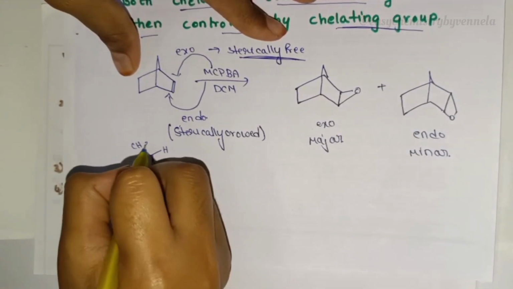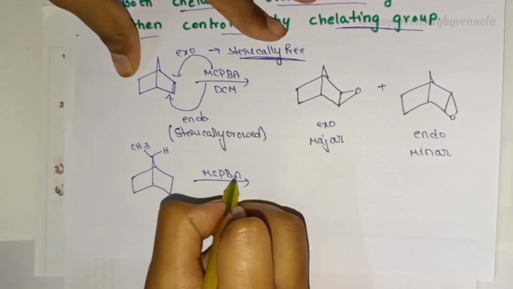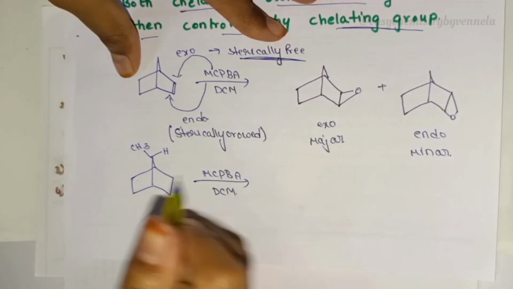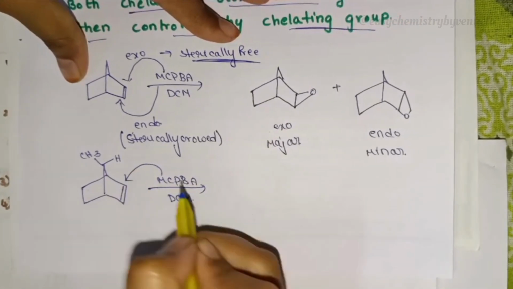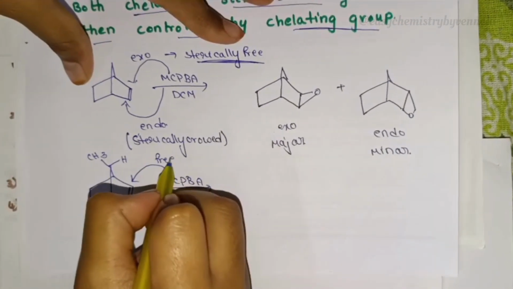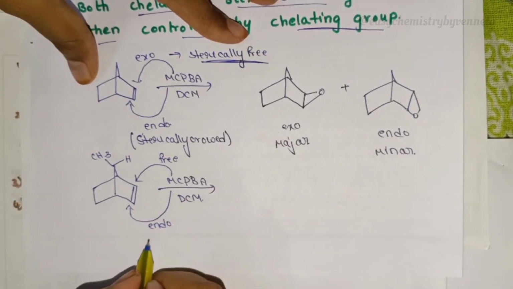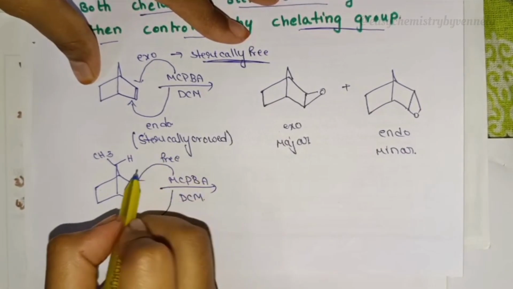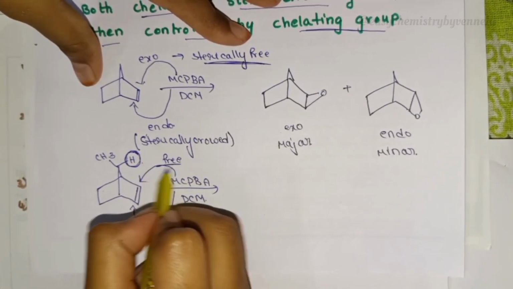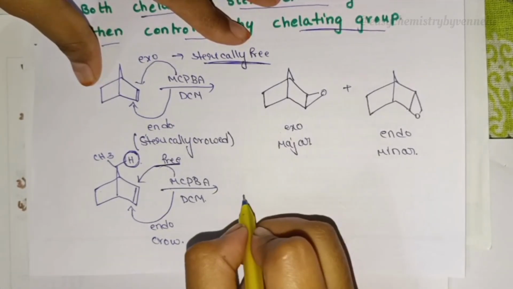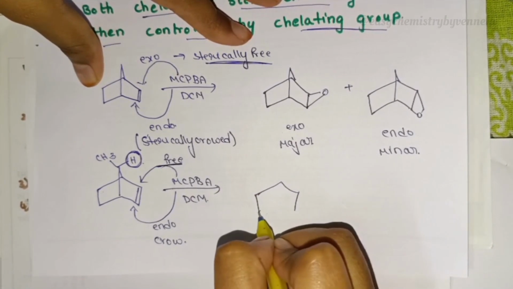Here hydrogen and here methyl. MCPBA, DCM. It is exo, it is sterically free. Endo is crowded, because on this side a bulkier group is present. That is the reason the other side is sterically free. Wherever it is sterically free, that is the major product.